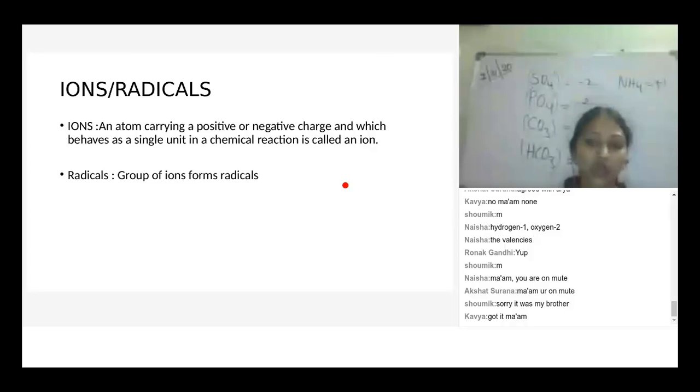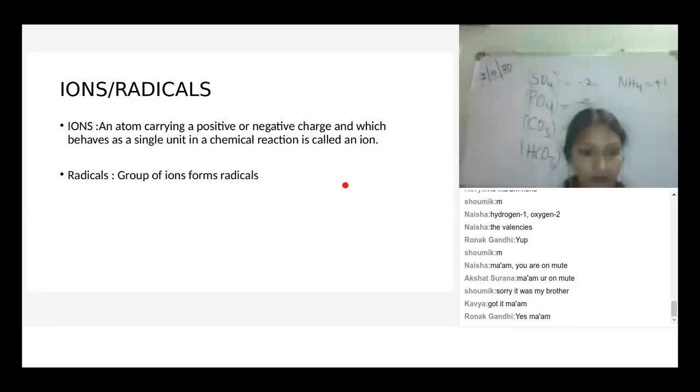Radicals means a group of ions forms a radical. All the ions combine to give only one particular charge and one particular valency. Understood? Like where sulfur is present, it won't have a separate charge and valency. A radical is a group of ions combined to give one single charge and one valence, whether higher or lower, one charge only.